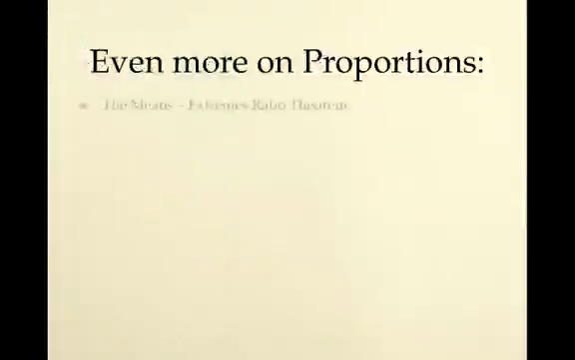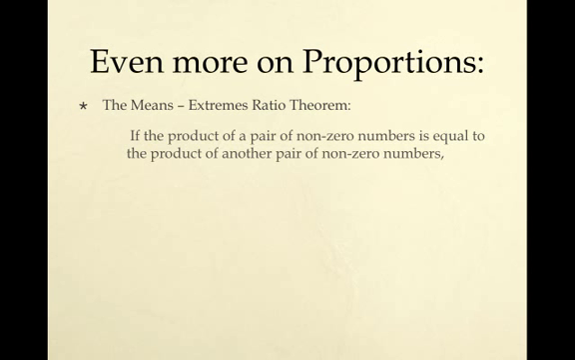Now, there's another theorem involving proportions that we should talk about, and this is the means extremes ratio theorem. This one allows us in proofs to switch means and extremes around. Okay, this one's a little daunting with the wording, and you don't need to write it all out or memorize it all, but you should just refer to it as the M-E ratio theorem.